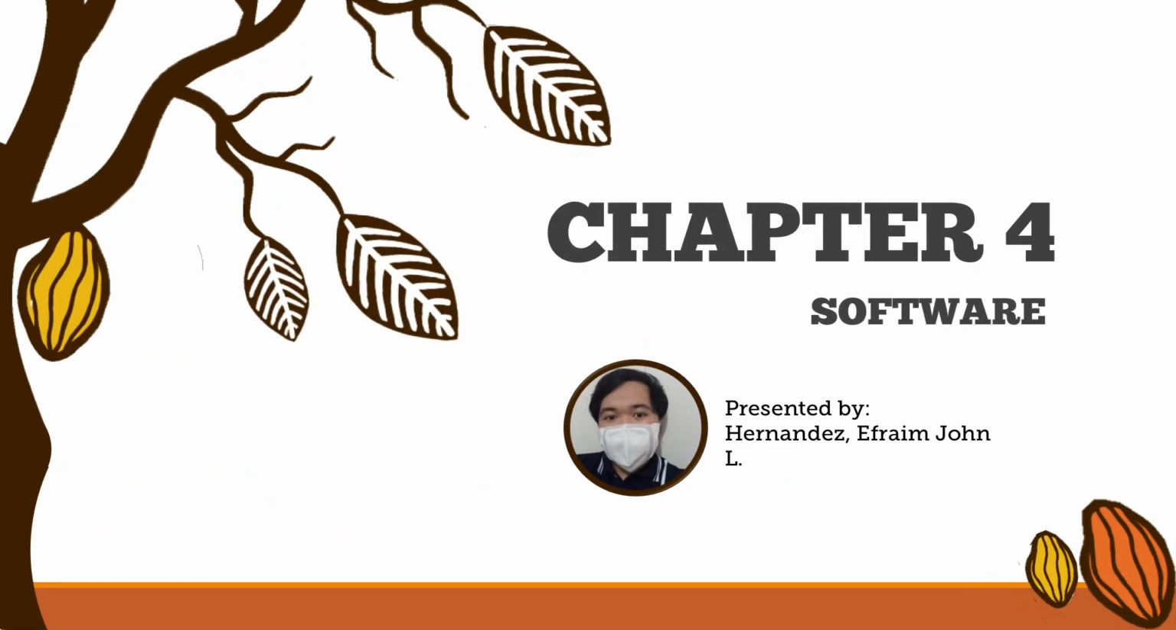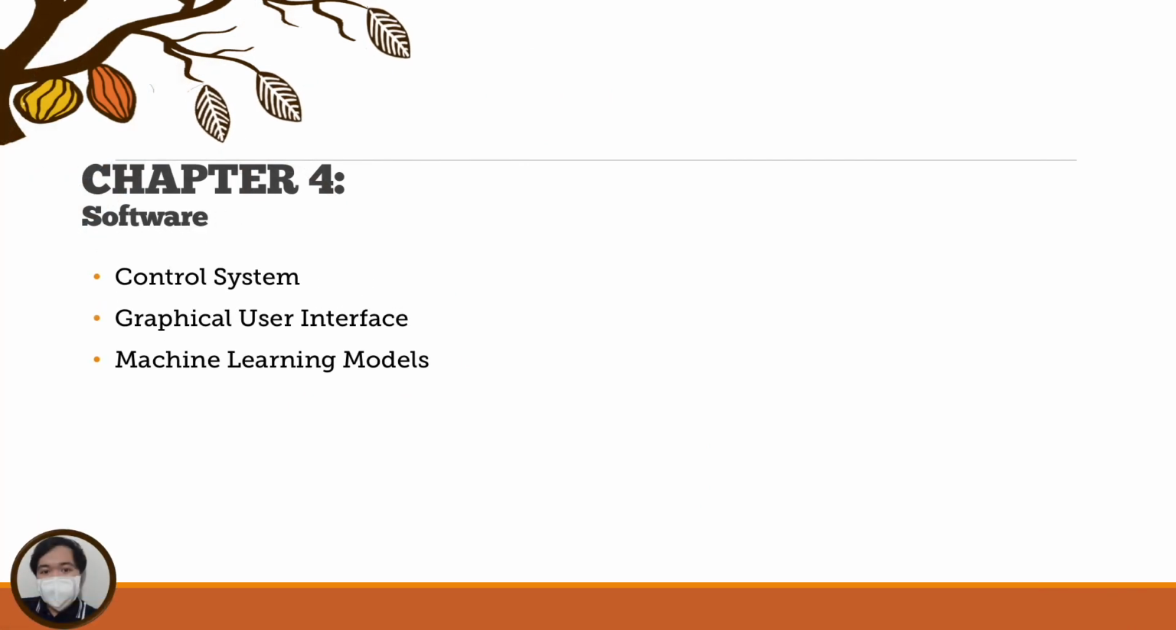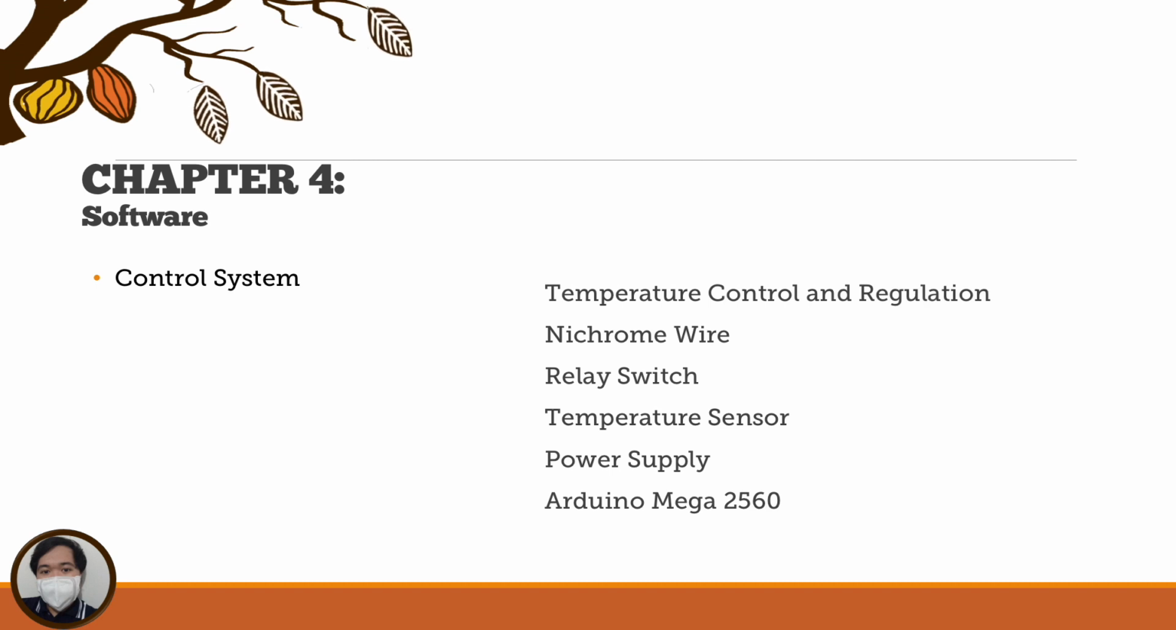Software. The software of the system contains three parts: the control system, the graphical interface, and the machine learning models. These three software should be integrated in order to make a fully functional fermentation system. Control system. The control system of the machine will serve as the temperature control or regulation part of the system. It will provide the heat through a nichrome wire, a relay switch to control the heat provided, a temperature sensor to measure the current temperature that will be the basis for temperature adjustments, and a power supply partnered to an Arduino Mega 2560 for control.